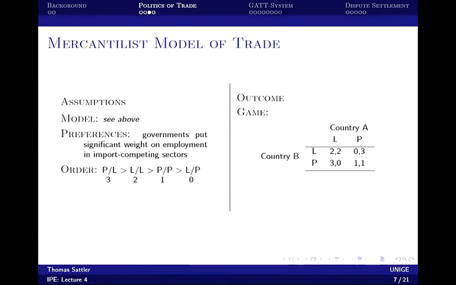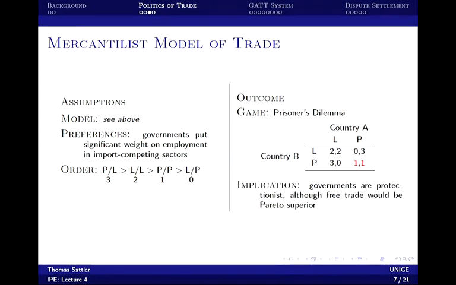Have you seen this game before? So which game is it? Yes? So this is the prisoner's dilemma. The Nash equilibrium is that both are going to protect. So governments are, in this model, if there's nothing that helps them to change their mind, governments are by default protectionist. But free trade would make us better off. That's the point. So here we get 1-1, but if we both liberalize, we would be better off, both, right?